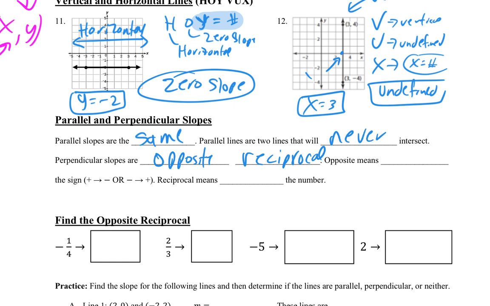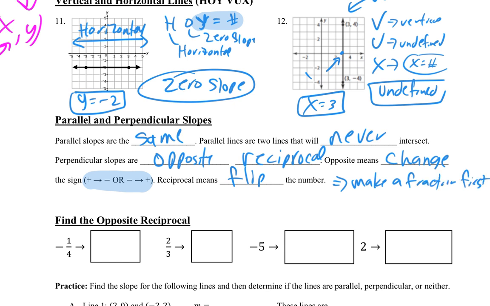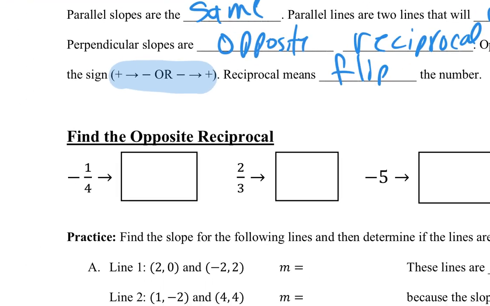Opposite means change the sign from either positive to negative or negative to positive. Reciprocal means flip the number. So make a fraction first if you have to, and then we're going to flip it. All right, so let's try these.